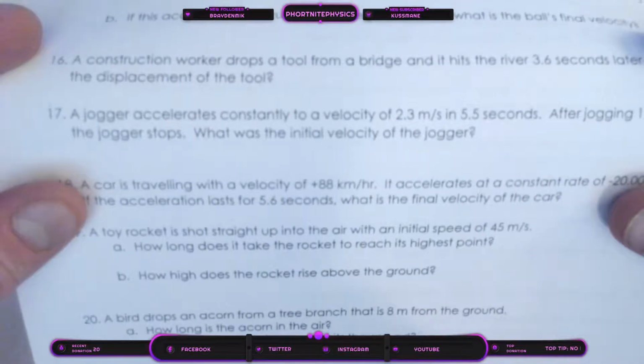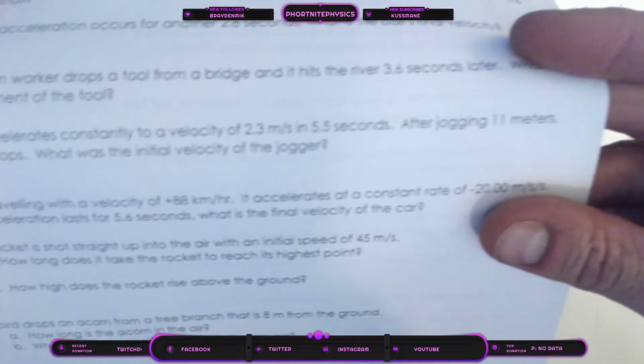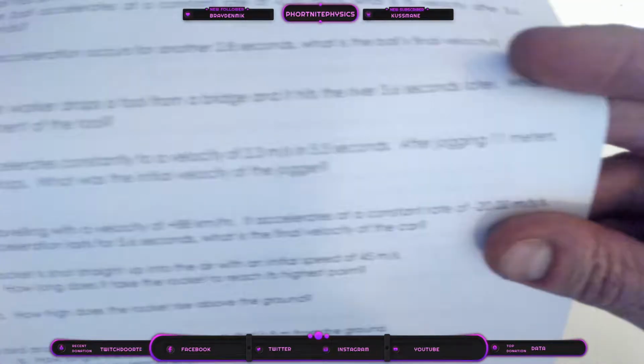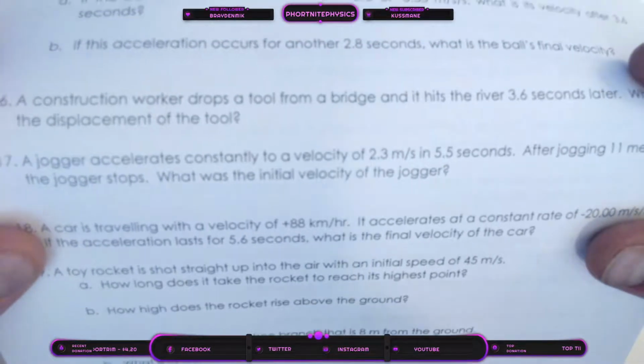A jogger accelerates constantly to a velocity of 2.3 meters per second in 5.5 seconds after jogging 11 meters. The jogger stops. What was the initial velocity of the jogger?